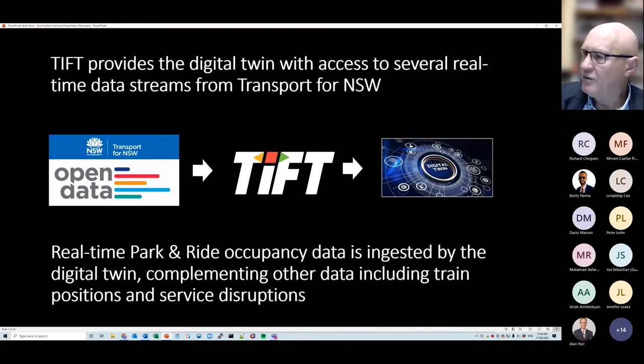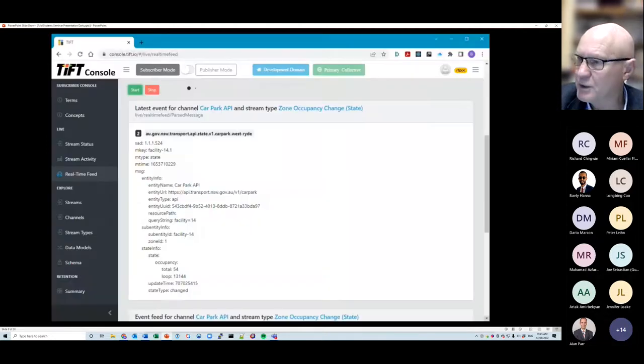As these things evolve, we'd expect data providers to stream directly to such exchanges, and certainly that's something we're agitating for. But in the meantime, by means of separate processes, we've software which continuously scans and analyzes sources to create streams of these real-time events, which are then published to TIFT. In the current implementation, real-time occupancy data for park and ride car parks is ingested by the digital twin, complementing other data, including train positions and service disruptions.